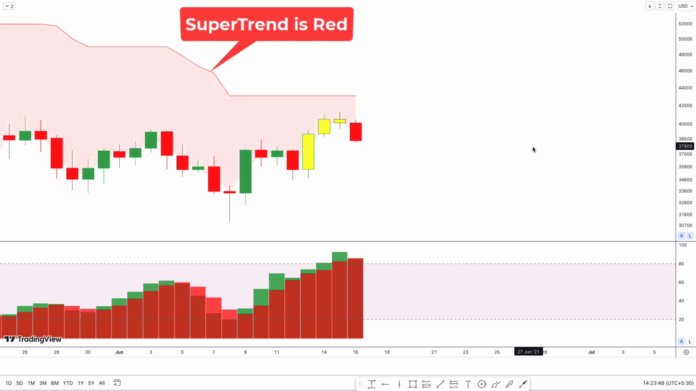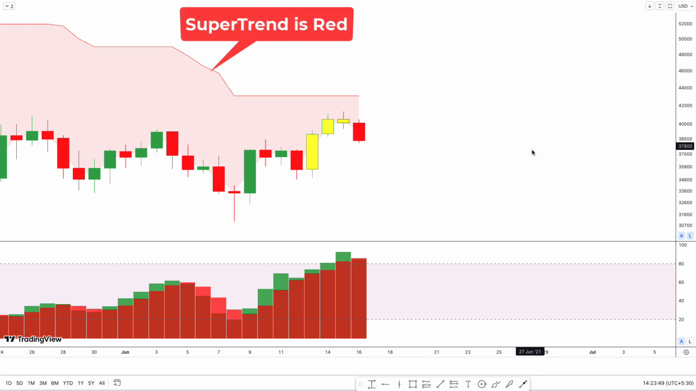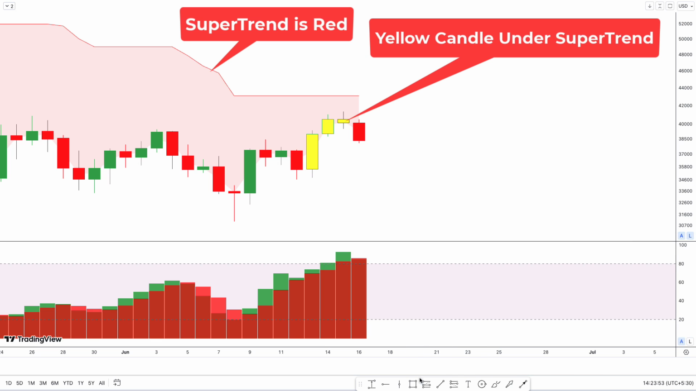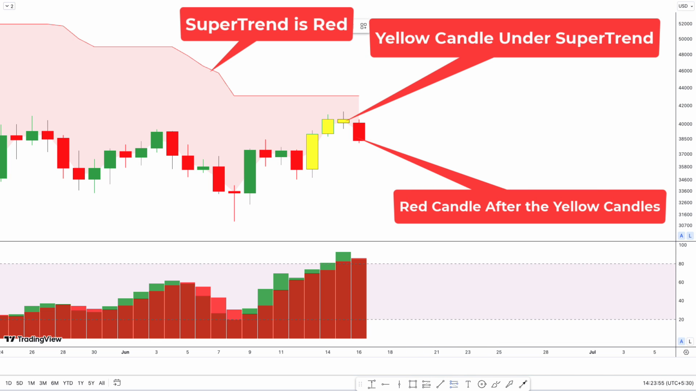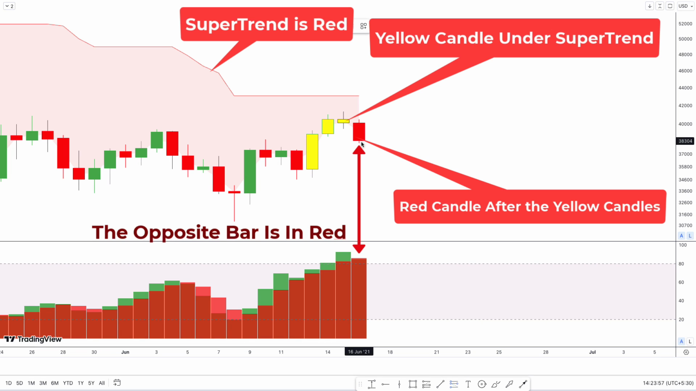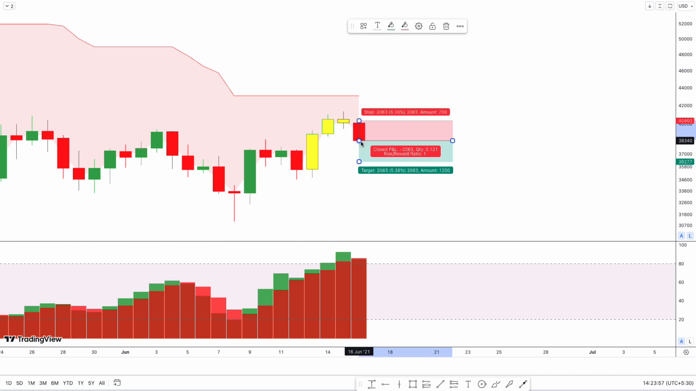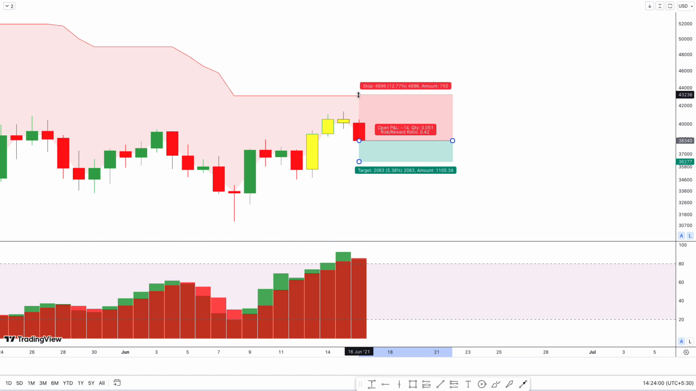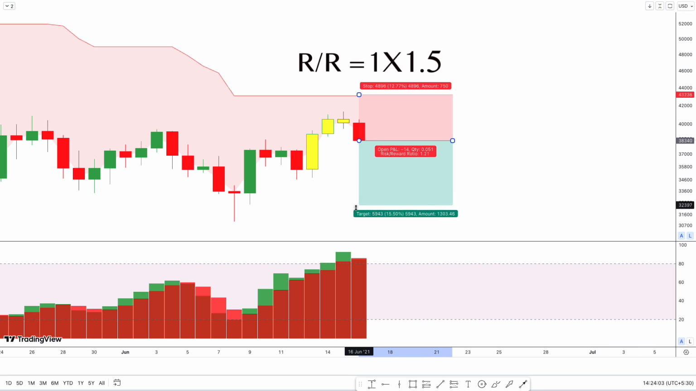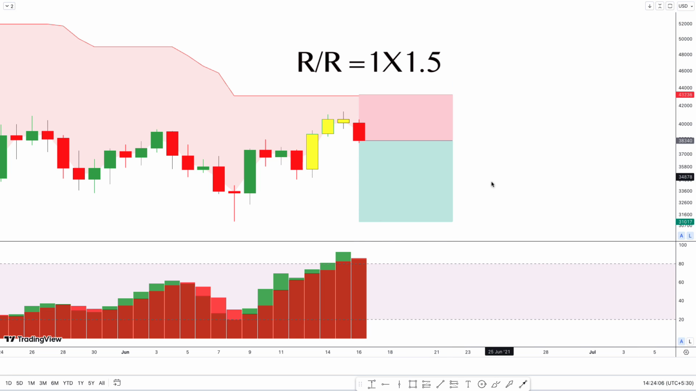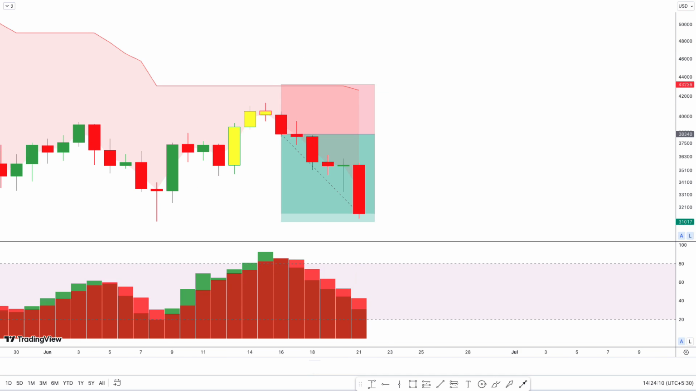Last example of sell. See here, firstly the super trend line should be red, second the yellow candle under the super trend, third the red candle after the yellow candles, then last the opposite bar is in red with the slow stochastic. All conditions are met, so enter a sell position. The stop loss should be above the super trend line, and the target is 1:1.5. Let's see what happened in this trade. We can see the target was easily achieved.